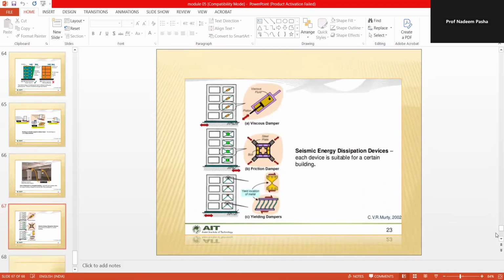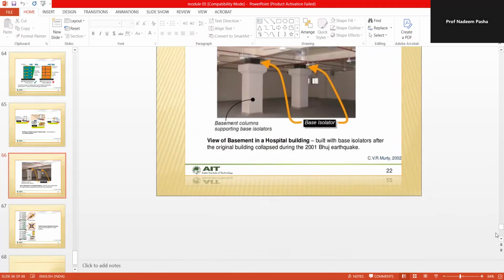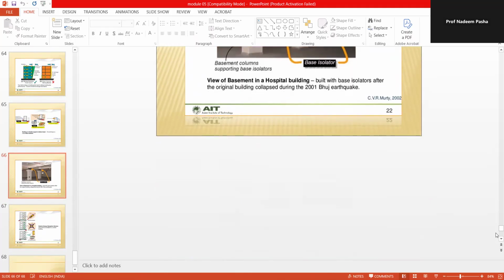Seismic energy dissipation devices: devices suitable for a building, such as friction dampers, viscous dampers, and yielding dampers, all of which we have seen.